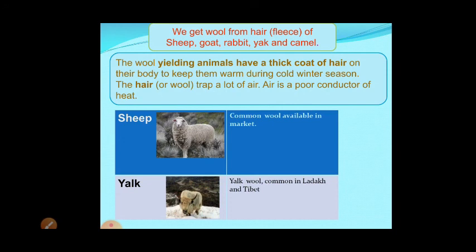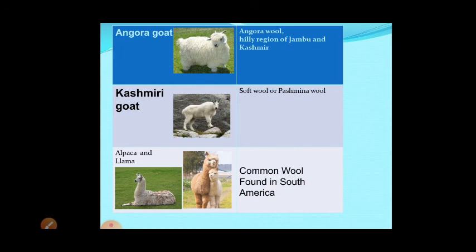They use this. Next, Angora goat. Angora goat we can see in the hilly region of Jammu and Kashmir, and the wool we get from their body is called Angora wool. Then another one is the Kashmiri goat. Kashmiri goat's wool is the finest and softest wool in the world, and from that we get Pashmina wool, and Pashmina shawl is produced from that. Pashmina shawl looks very thin and soft, and it keeps the body very warm. It is a sophisticated and soft quality of wool.